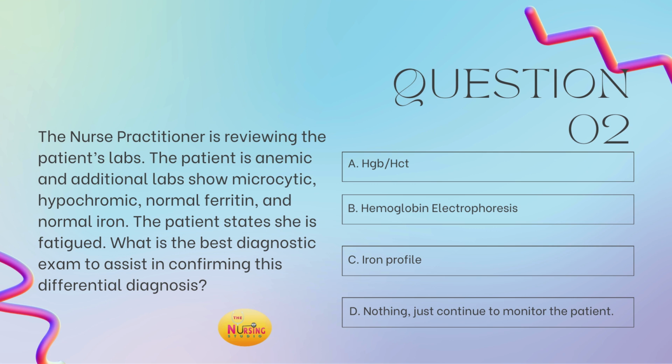Is it A, a hemoglobin and hematocrit, B, a hemoglobin electrophoresis, C, an iron profile, or D, nothing, just continue to monitor the patient? Take a moment and tell me what you got.